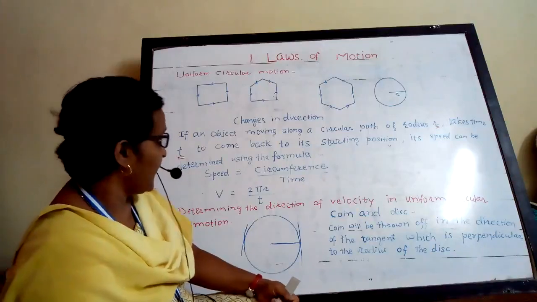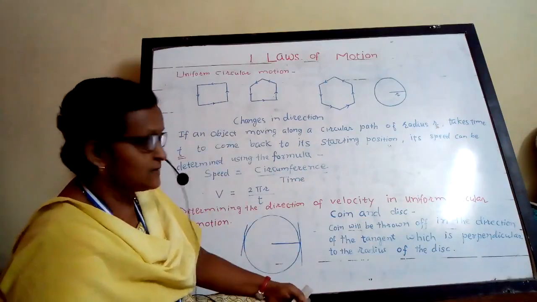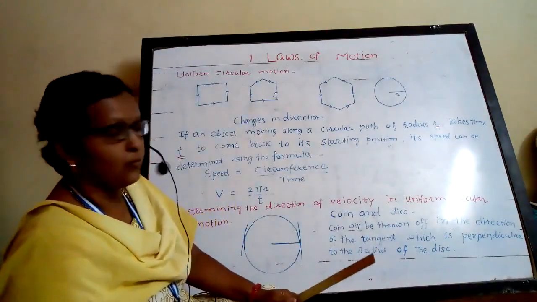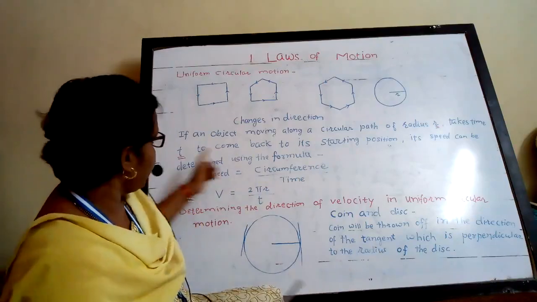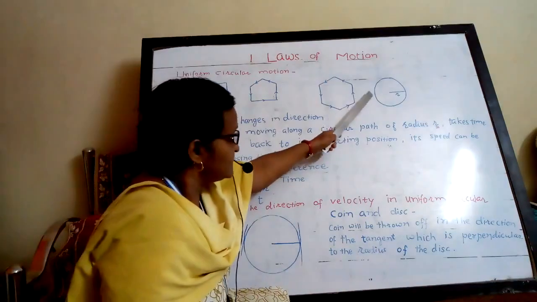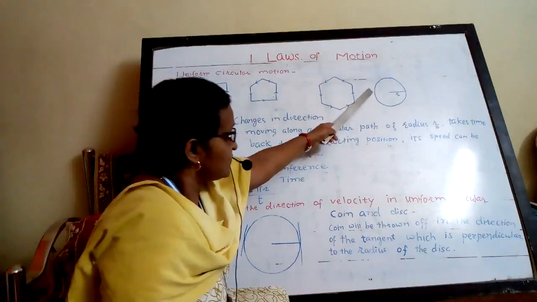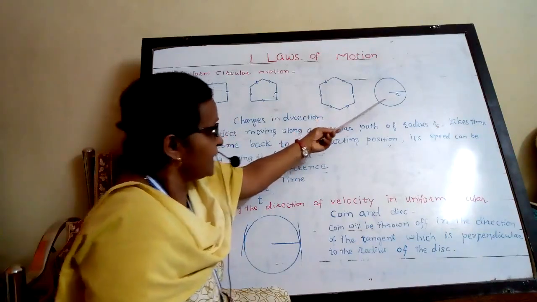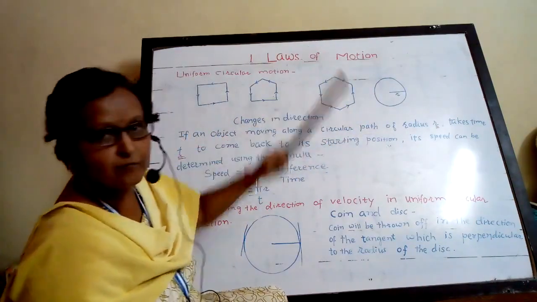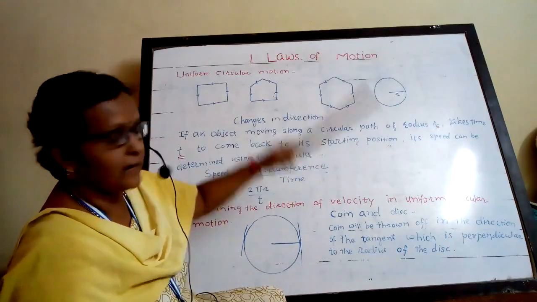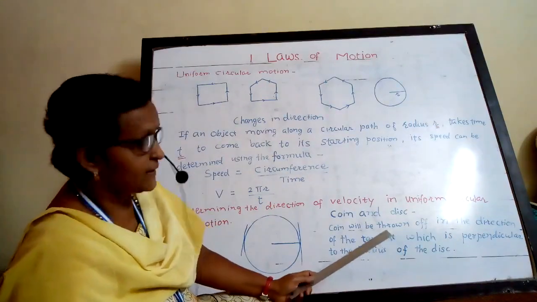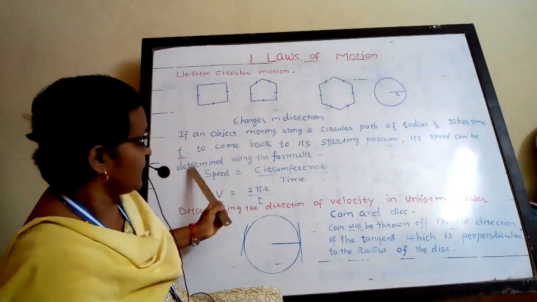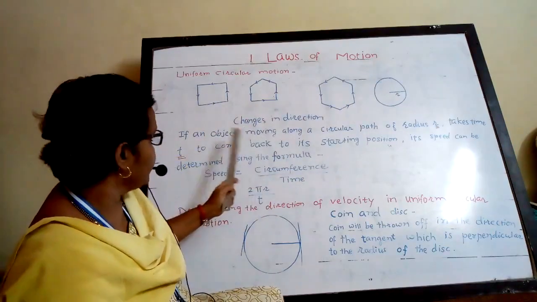One time will come the object will move in the circular path. If an object is moving along a circular path of radius r, and it takes time t, suppose the object starts from this point, then after going in this direction it comes again to this point, then we say that it has completed one round. It has completed one round means the distance it has covered is the circumference of the circle. So in time t it has completed one round.